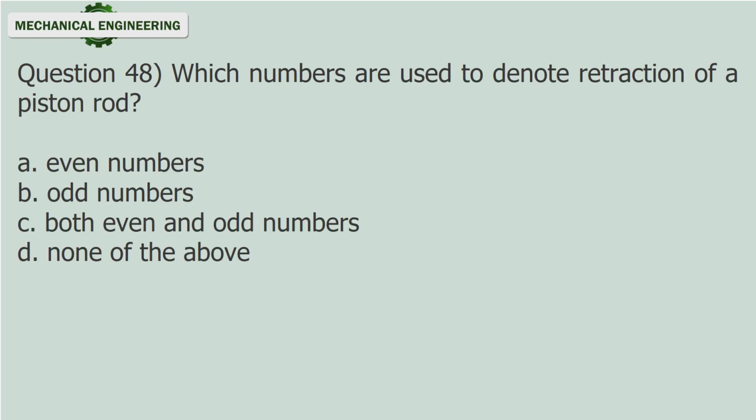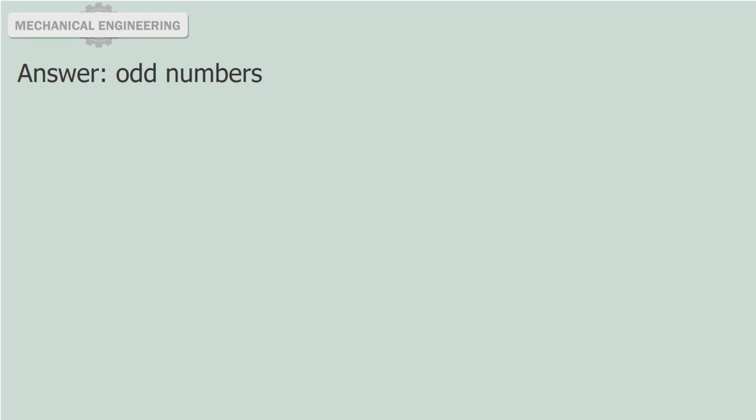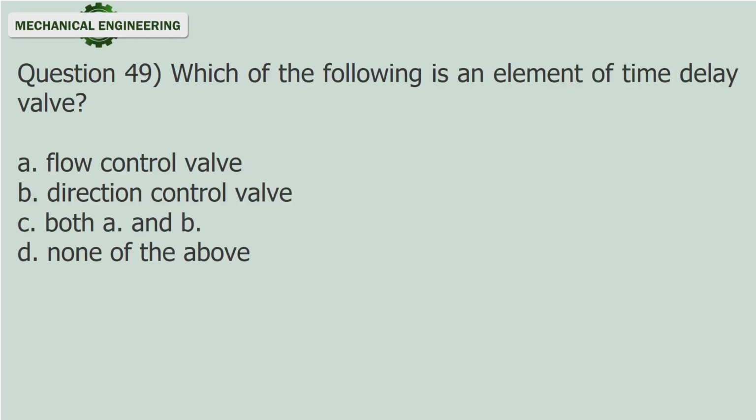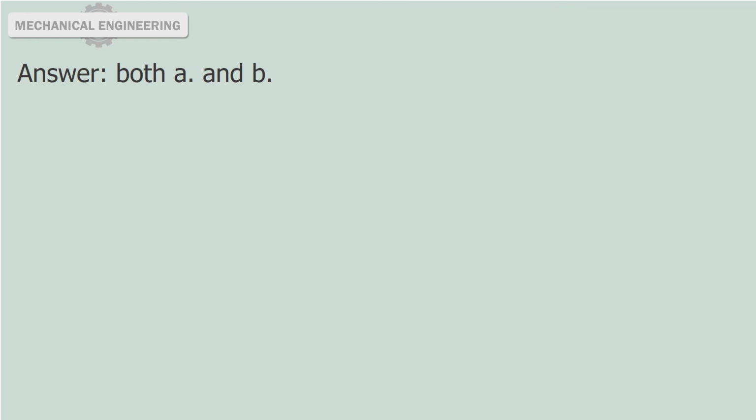Question 48. Which numbers are used to denote retraction of a piston rod? A. Even numbers. B. Odd numbers. C. Both even and odd numbers. D. None of the above. Answer: odd numbers. Question 49. Which of the following is an element of time delay valve? A. Flow control valve. B. Direction control valve. C. Both A and B. D. None of the above. Answer: both A and B.